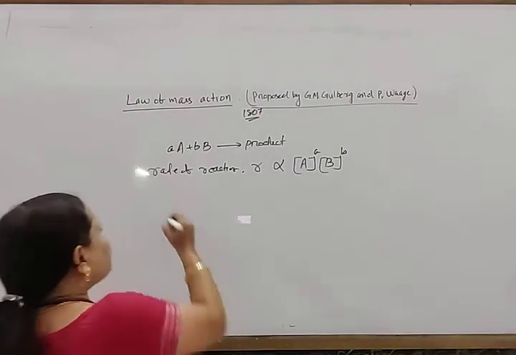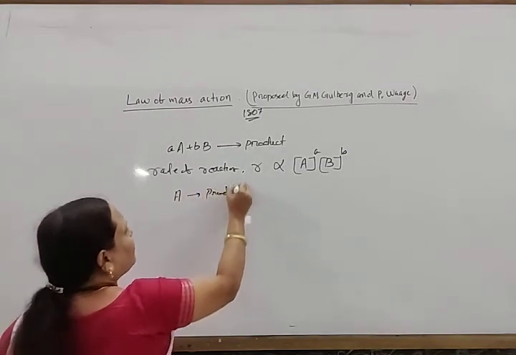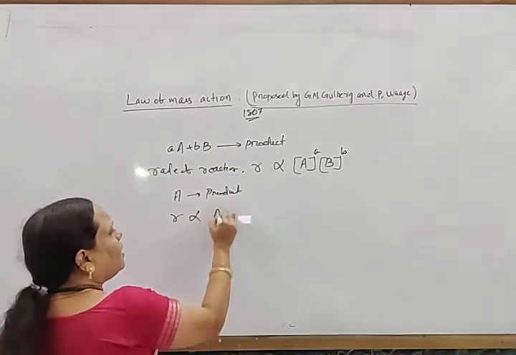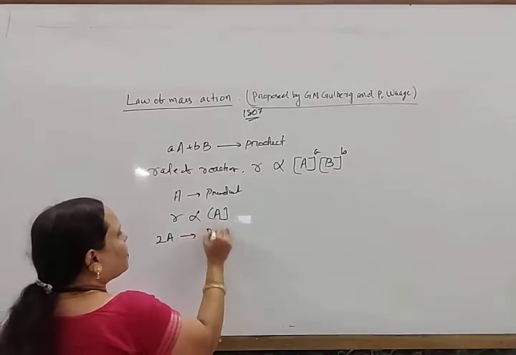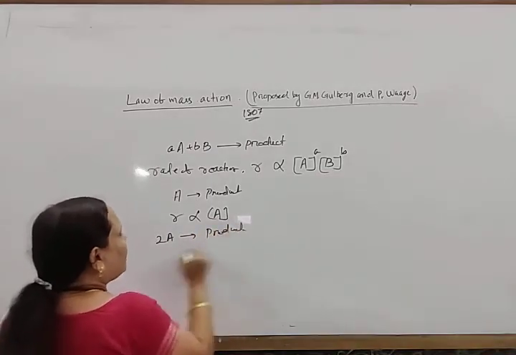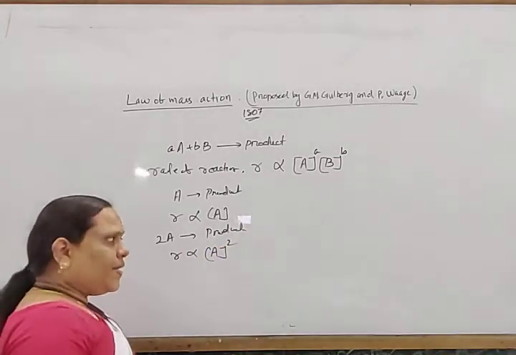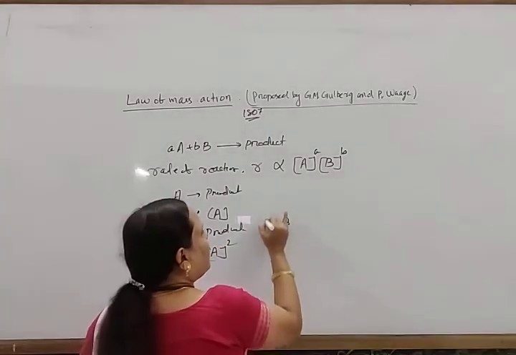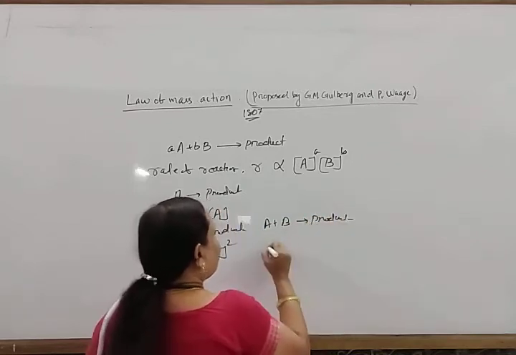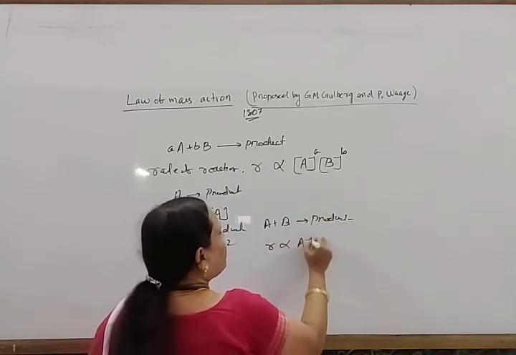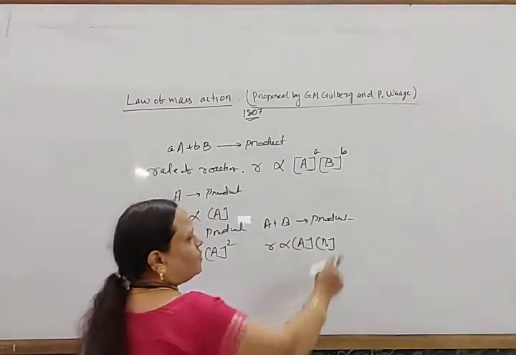Suppose the reactant is A and it gives rise to a product. Then the rate is proportional only to [A]. Suppose 2A gives rise to a product. Then R is proportional to [A] to the power 2. Suppose A plus B gives rise to a product. Then the rate is proportional to the product of [A] and [B], so coefficient 1.